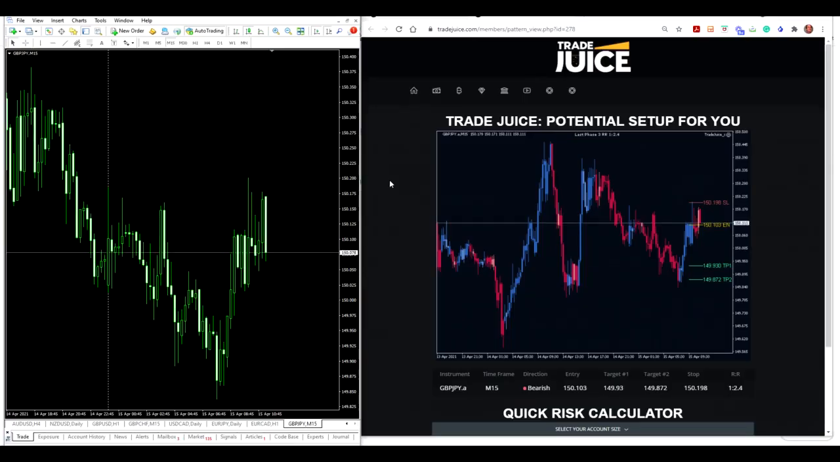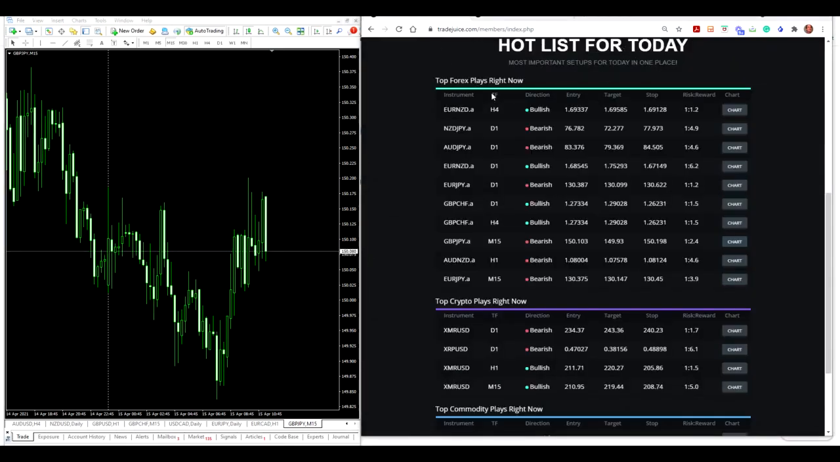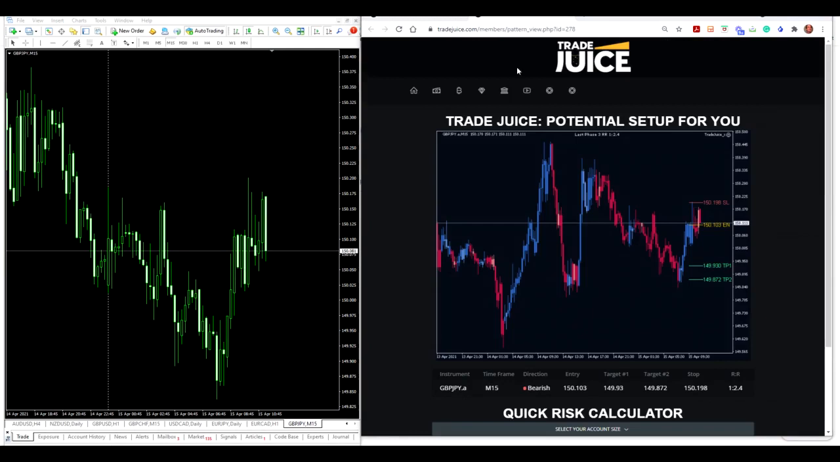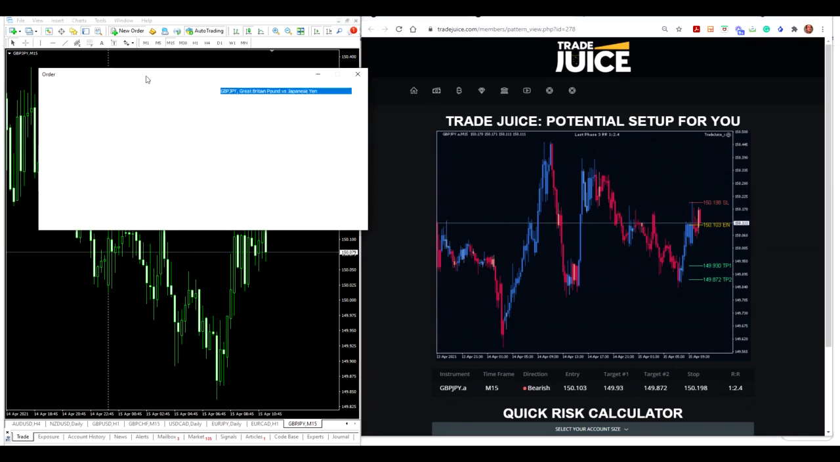Adrian here, and I'm on the pound Japanese yen. I've just had a look at the hot list for today on the Tradejuice platform, and amongst all the trades, I've selected one, the pound Japanese yen 15-minute chart, and TradeJuice displays this for me. I've got the entry point set out, target, my stop, and it's just gone under the entry point.